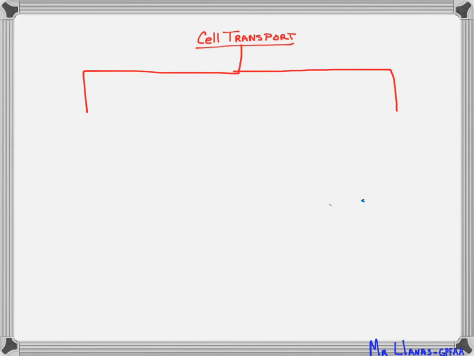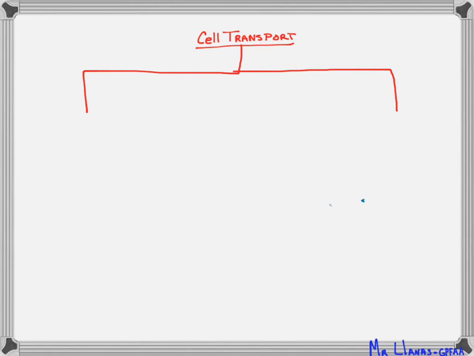Hey guys, we're gonna go over cell transport today, okay? And how cells maintain homeostasis by moving particles in and out of the cell. Okay, there's different ways that they do that. There's some ways that require energy. There's other ways that do not require energy, and that's how we're gonna organize them today.